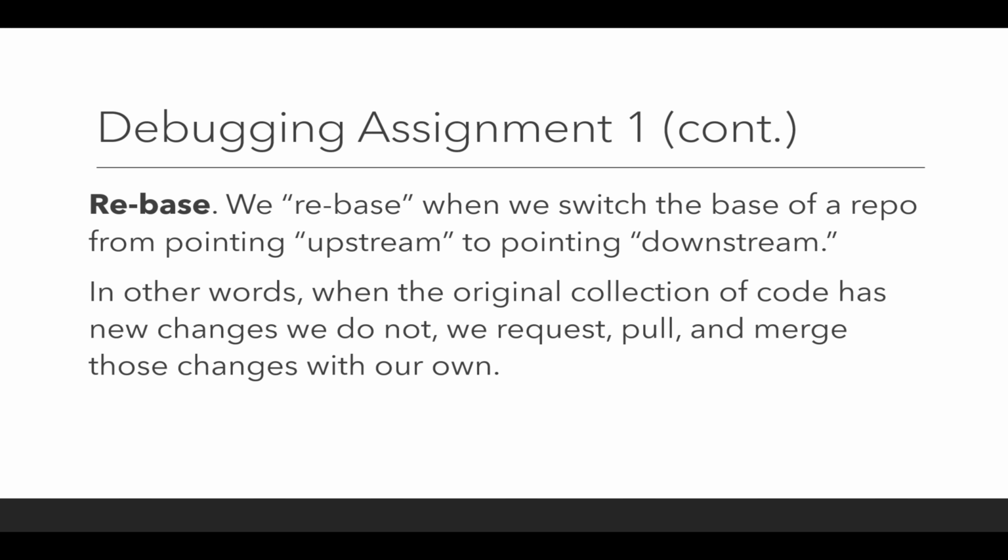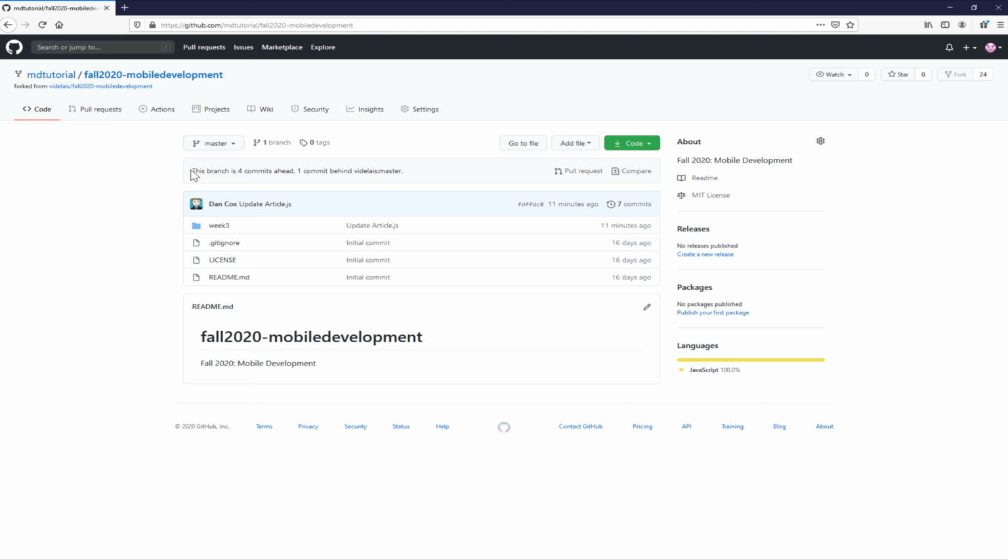So let's look at the example of that on Firefox. I think it'll make more sense for that. So let me switch over to Firefox. And you'll see here, I have my repo using my tutorial account. And it says this branch is 4 commits ahead, 1 commit behind Fidelis : master. So what this tells us is I have 4 commits, 4 collections of changes ahead of, and 1 collection of change, 1 commit behind the Fidelis master.